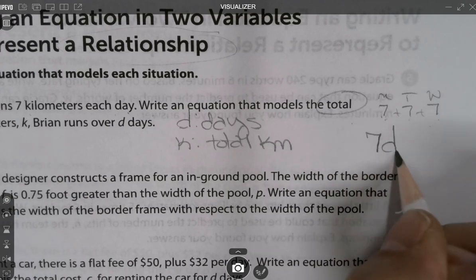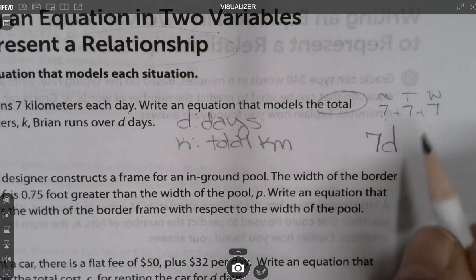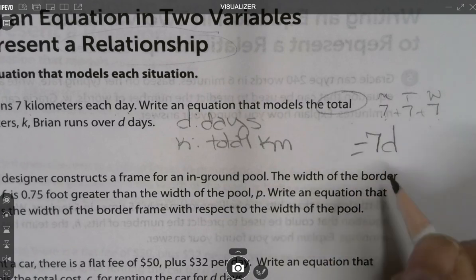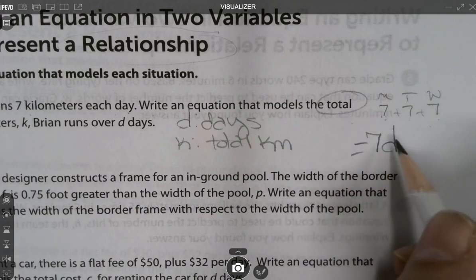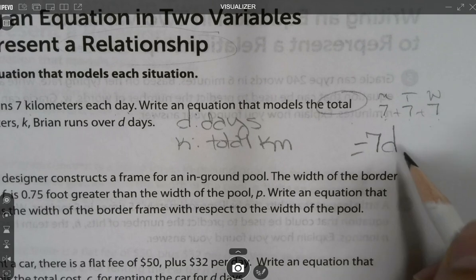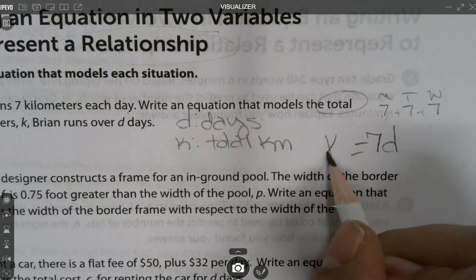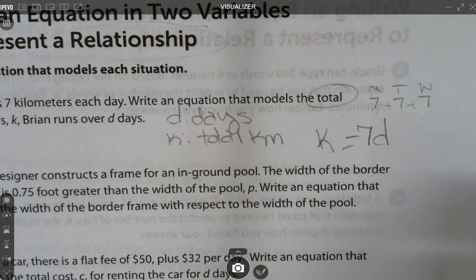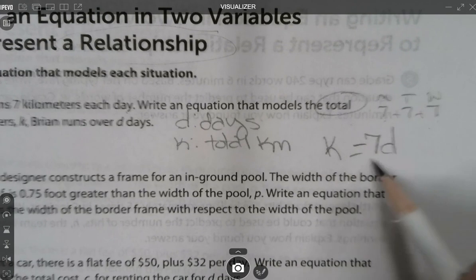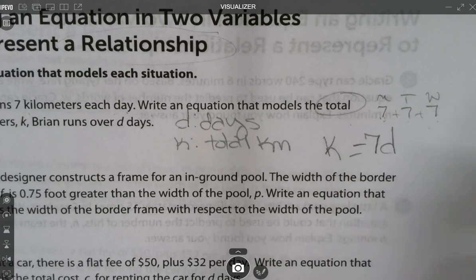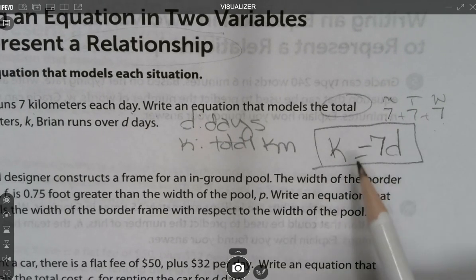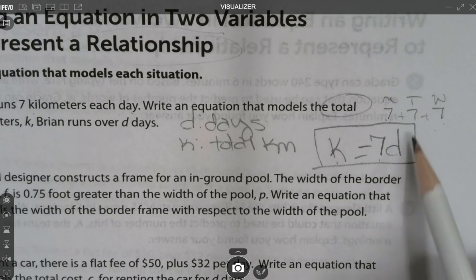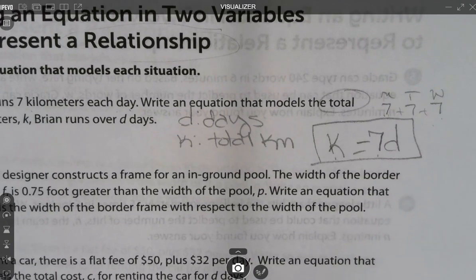So the days is what I need to know. That will be my independent variable. The answer will depend on what D is. So my total kilometers ran will depend on what I do in my equation. So when it tells me to write an equation, here's my equation. My total miles would equal the 7 kilometers for every day. I just don't know how many days he ran.